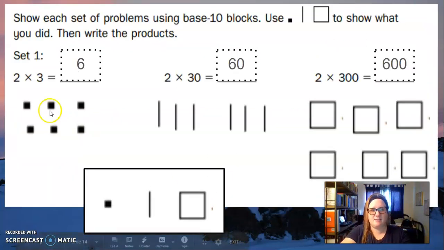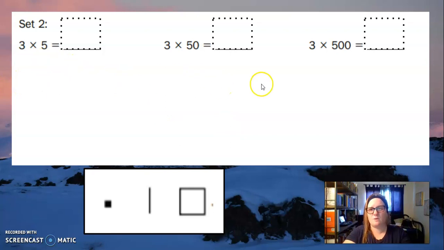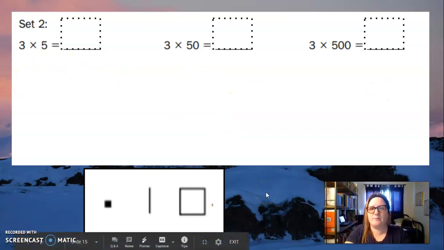So if you notice in this one, we do have a pattern. 2 times 3 equals 6, 2 times 30 equals 60, 2 times 300 equals 600. What is the pattern? And you're going to notice that if you did this correctly, you will see a pattern as well.